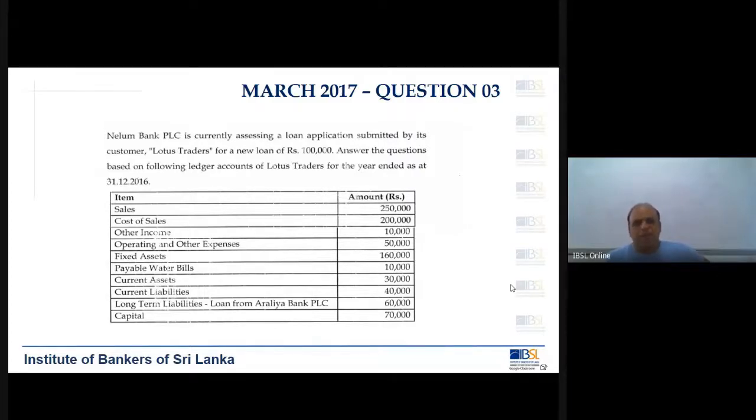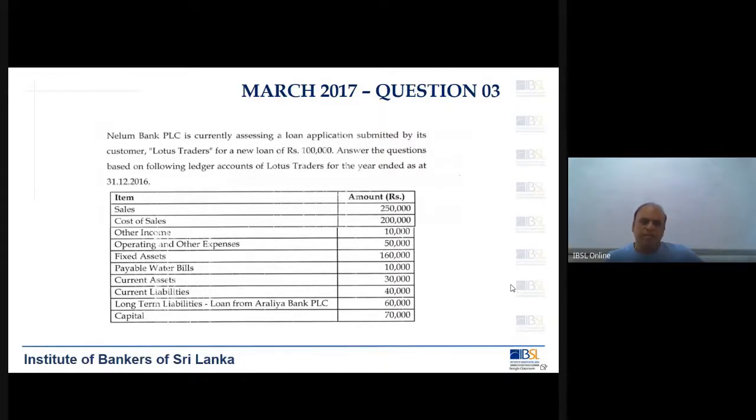Okay, right. So Nelum Bank PLC is currently assessing a loan application submitted by its customer, Lotus Traders. This person's name of the business is Lotus Traders, for a new loan of rupees 100,000. Answer the questions based on the following ledger accounts of Lotus Traders for the year ended 31/12/2016. So they have given a set of ledger accounts.